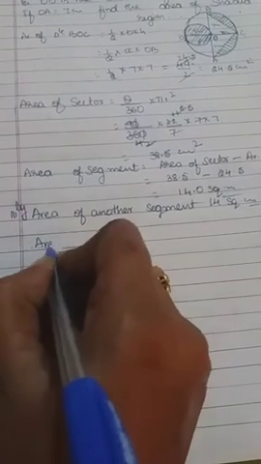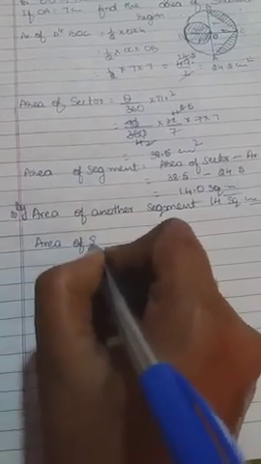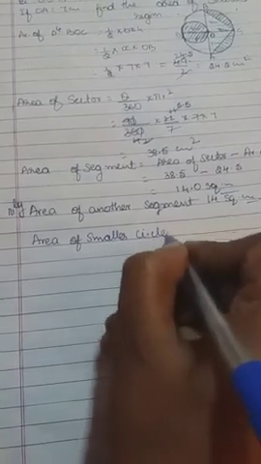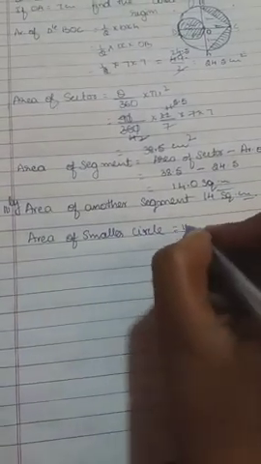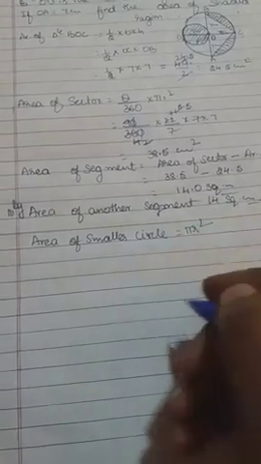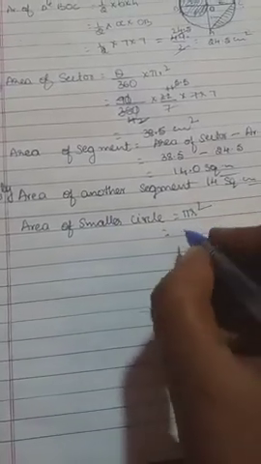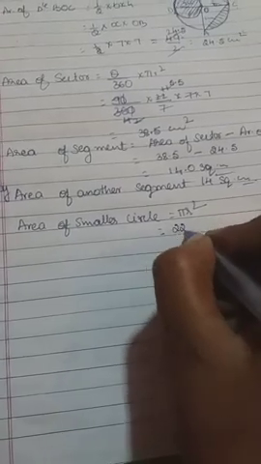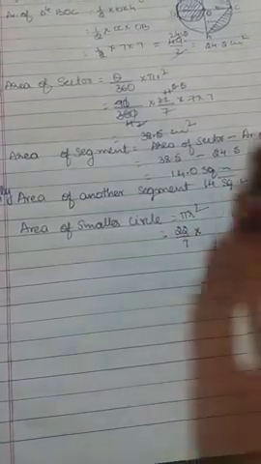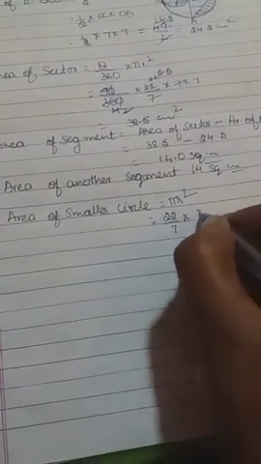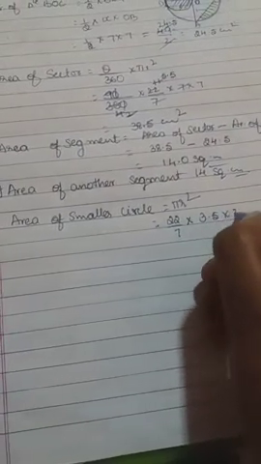Now we have to find the area of the smaller circle. You know the formula for the area of a circle, that is pi r square. Pi is 22 divided by 7 into r, which is 7 by 2, nothing but 3.5 into 3.5.